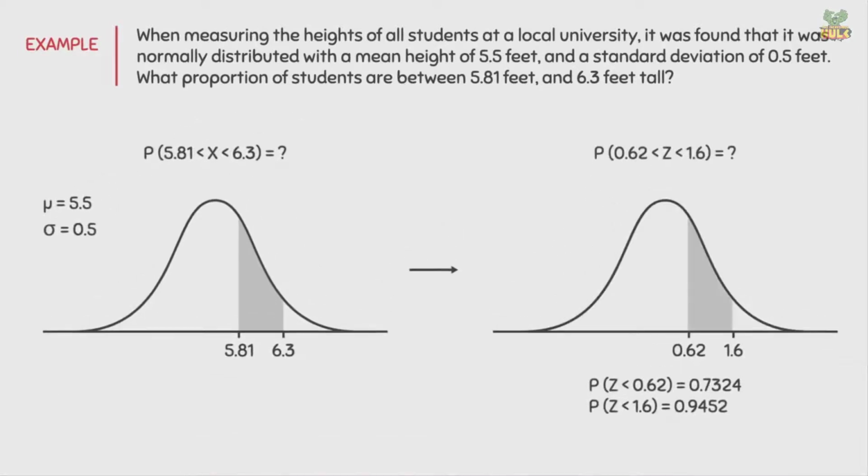To find the proportion of values between 0.62 and 1.6, we must subtract the smaller area from the bigger area. So 0.9452 minus 0.7324 gives us 0.2128. As a result, the proportion of students between 5.81 feet and 6.3 feet tall is 0.2128.